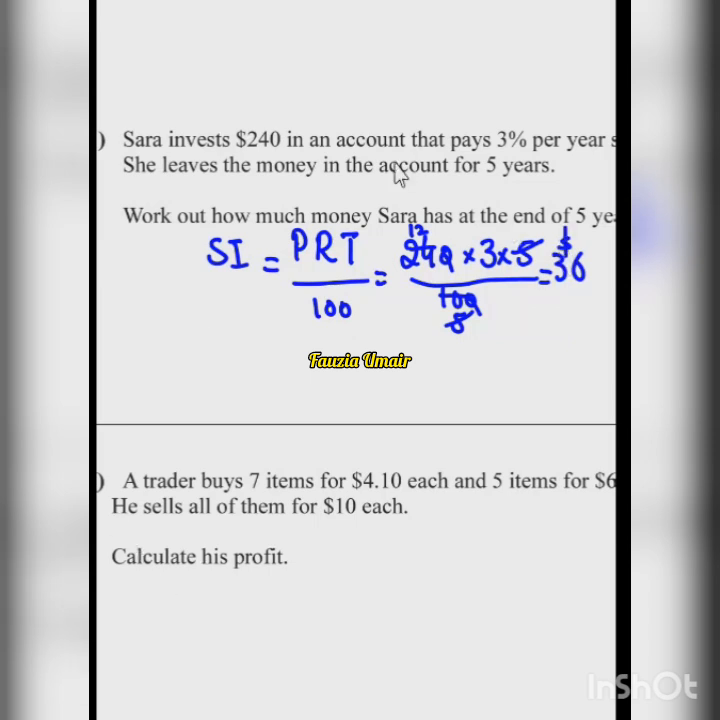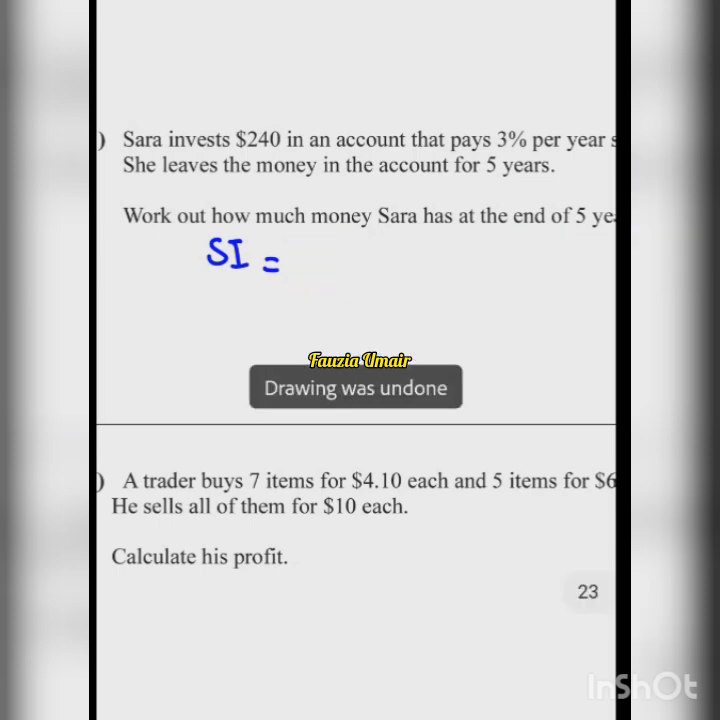But in the question, they are asking how much total money is there. So how am I going to find out? The total money after 5 years would be the principal amount, which is 240, plus the interest he's getting, $36. So the total amount would be $276. Okay? I hope this is clear. Tareem beta, is it clear?